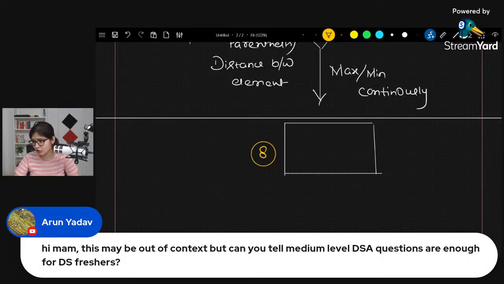Hi, ma'am, this may be out of context, but can you tell medium level DSA questions are enough for DS freshers? Yes. Easy to medium. At least try to cover up that part. Automatically, you will be able to get an idea to solve as many problems. Right?